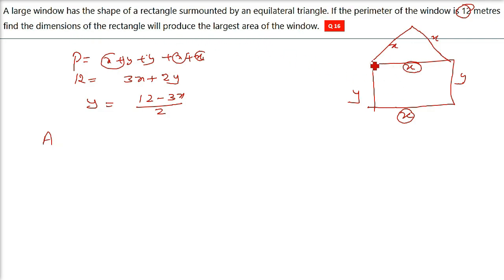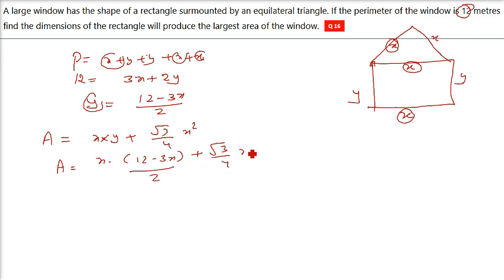Area is what? Now we need to find the area because we are going to solve for the largest area, which is asked in the question. X into y is the area of the rectangle, and root 3 by 4 into side squared is the area of the equilateral triangle. Next is the differentiation, but before that we replace y in terms of x because we can differentiate only with respect to one variable. Now y is replaced by (12 minus 3x) by 2, and other things remain the same.